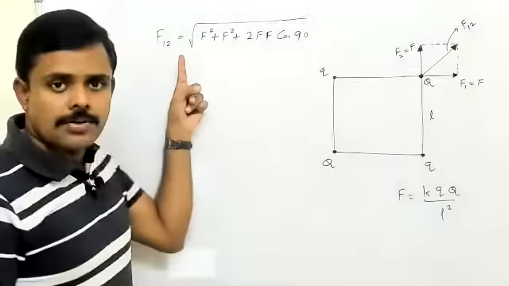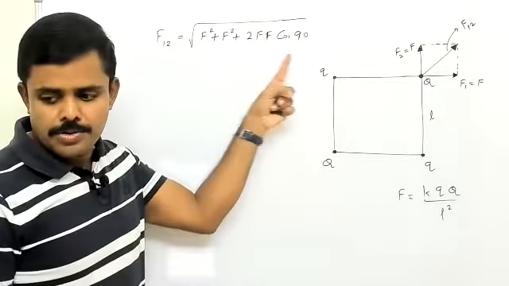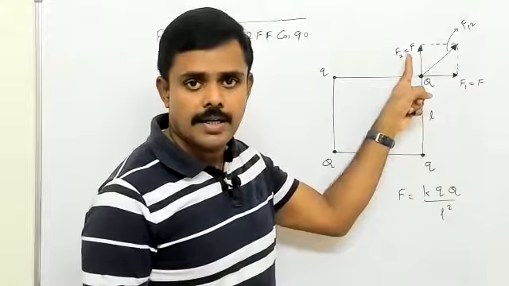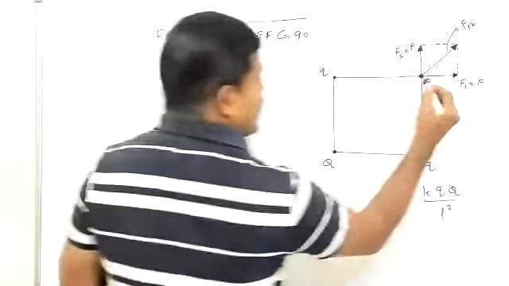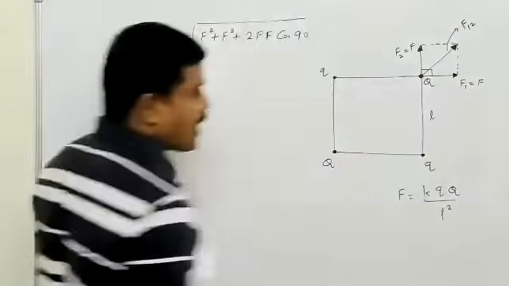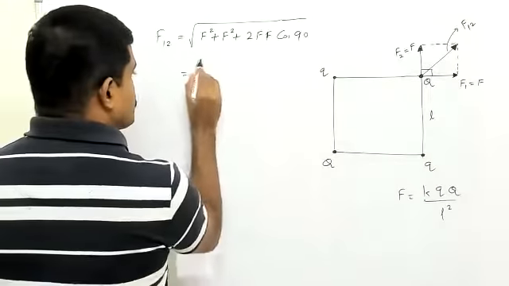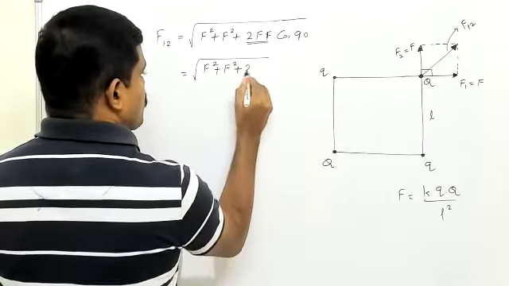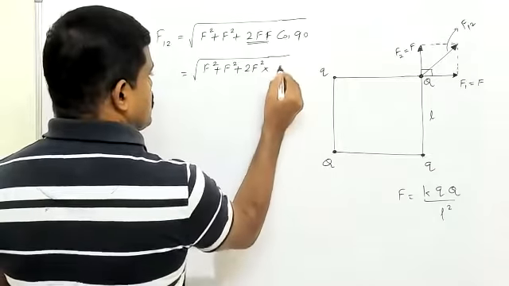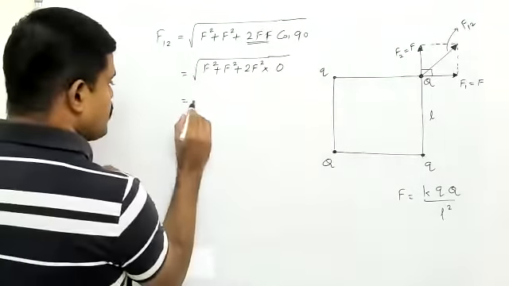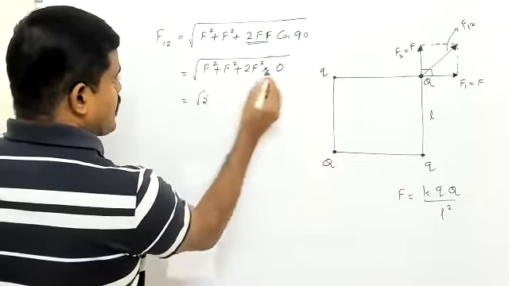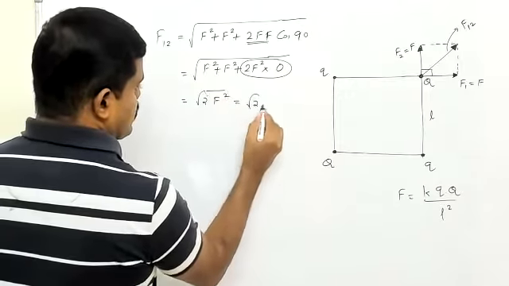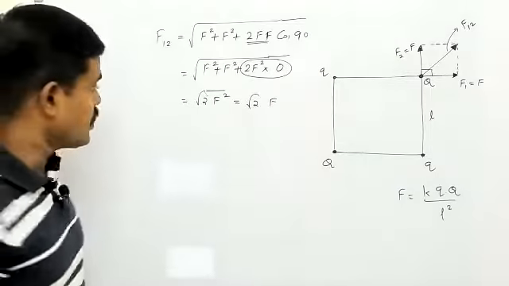How do I find it? Root of P square plus Q square plus 2PQ cos theta. So root of F square, first one is F square, second one is F square, plus 2FF cos 90. Why 90? Look at this, the angle between them is 90. So that makes it root of F square plus 2F square into cos 90, which is 0. This part will be 0. Root of F square plus F square, root 2 F square. That is root 2 times F.